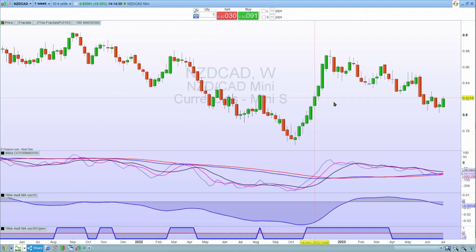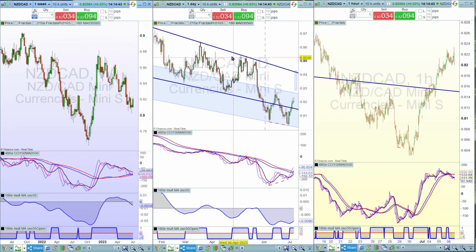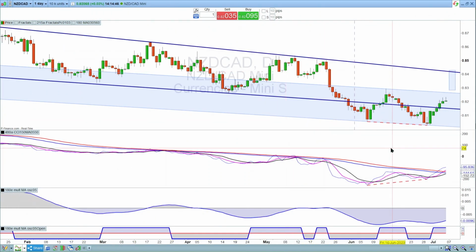But on the weekly, first off, we look at the triple moving average of the price chart, the CCI moving averages, and the oscillator showing a bearish signal, hence the bearish signal overall on the weekly trend, so only taking bearish trades as a trend direction trader.